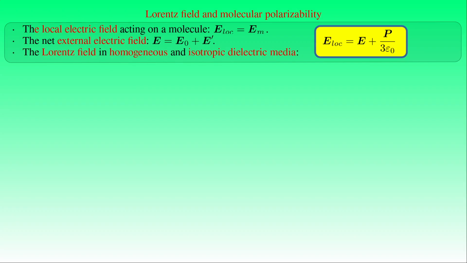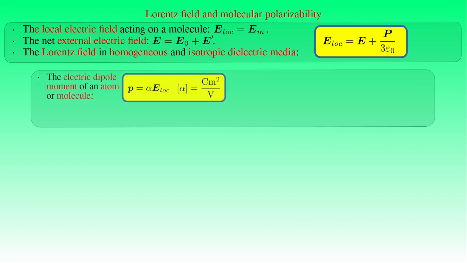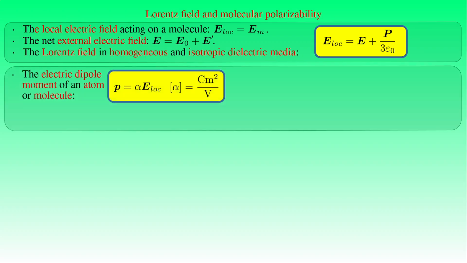Then we can introduce a similar expression for a single molecule in such materials, and we can define the polarizability of one atom or molecule such that the dipole moment p of the atom or the molecule is given by the molecular polarizability alpha, times the local electric field strength E loc acting on the atom or the molecule. Since the SI unit of the dipole moment is coulomb times meter and the SI unit of the electric field strength is volt per meter, the SI unit of the molecular polarizability is coulomb times square meter per volt.